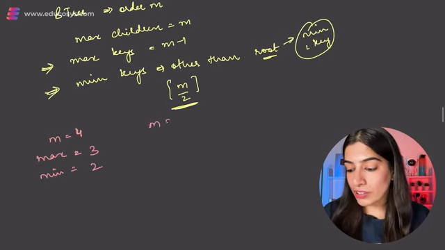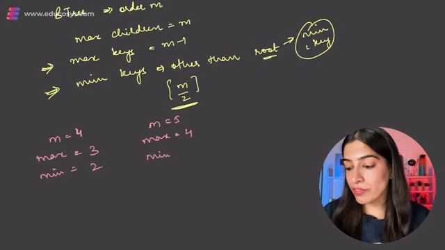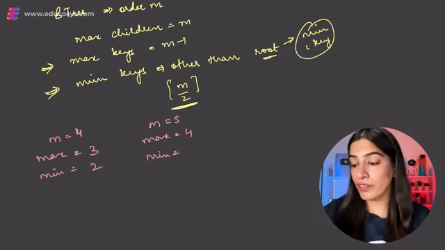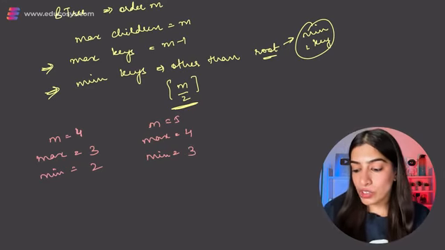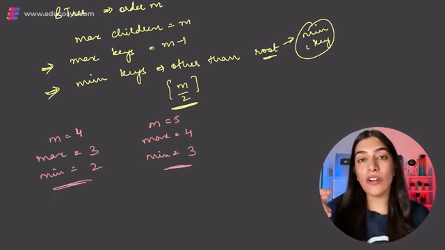If m is equal to 5, the maximum number of keys that is possible is 5 minus 1, which is 4. The minimum number of keys: 5 by 2 is what? 2.5. So you round it off to the bigger integer, which is 3. So this is how you can see that the B-Tree of order m can have minimum how many and maximum how many keys.